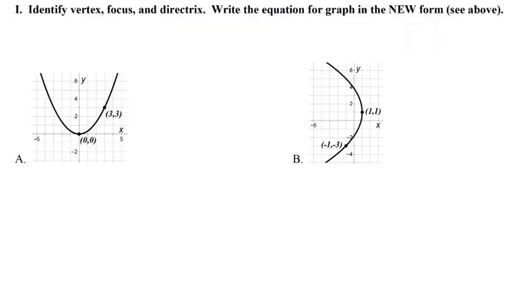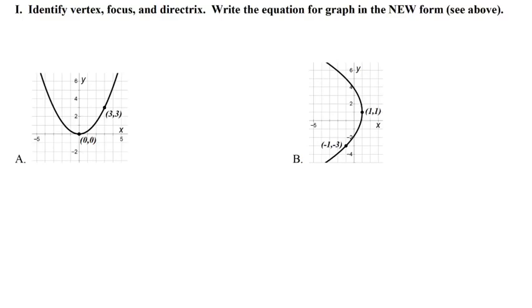Okay, here's where we're going to start the examples that you are going to use to do your homework. The first type of example applies to 12 through 18 evens. You are going to identify the vertex, the focus, and the directrix, and then write the equation for the graphs that we see in the new form, the form that we just discussed in the last set of lecture notes.